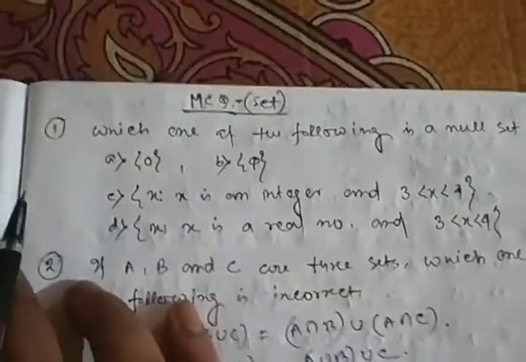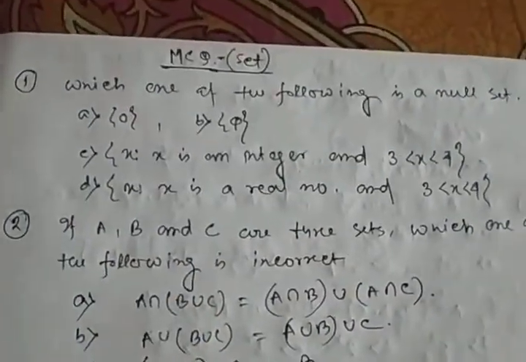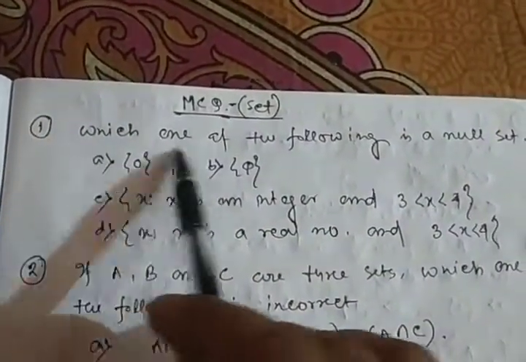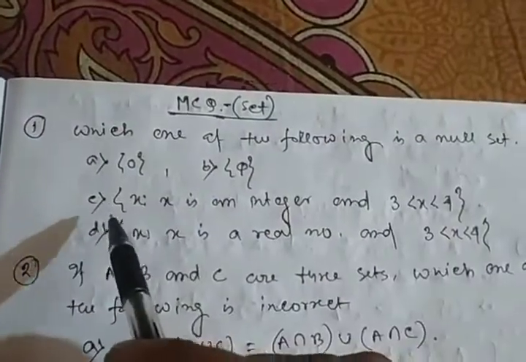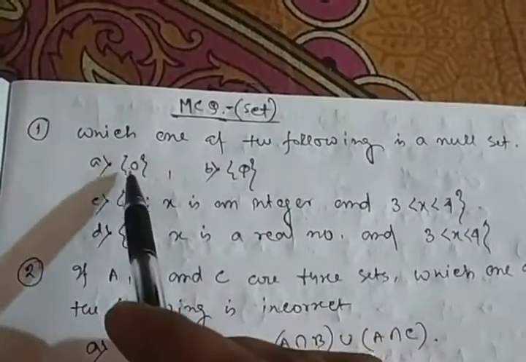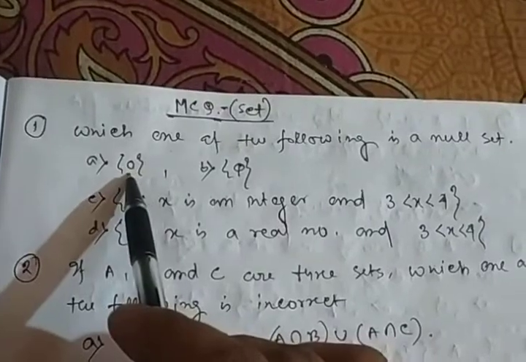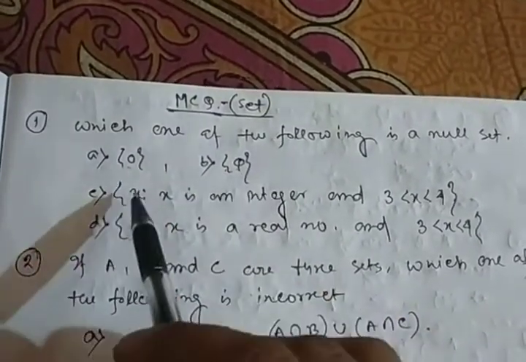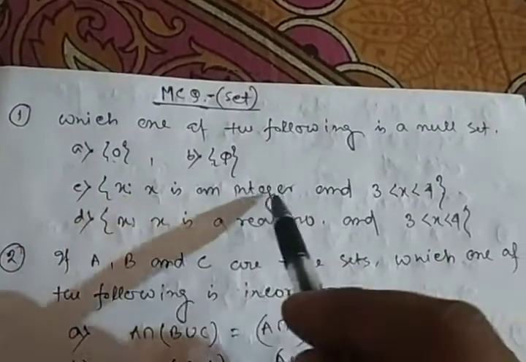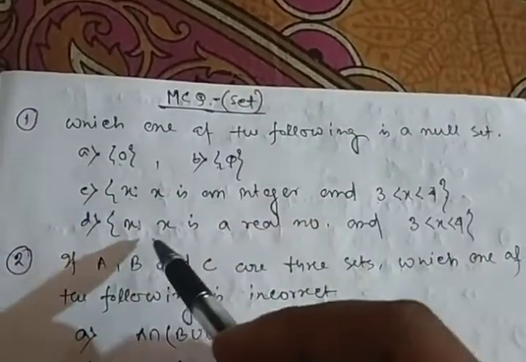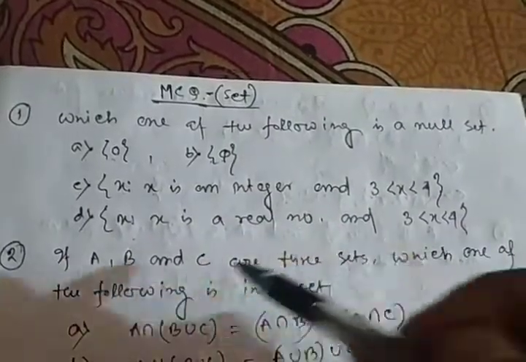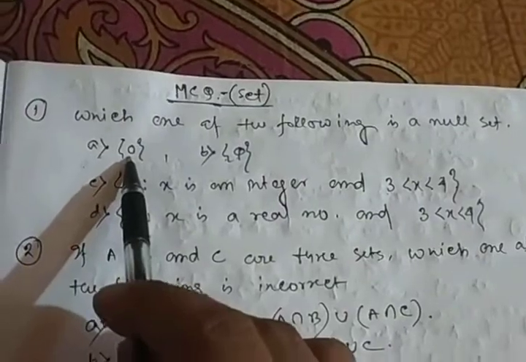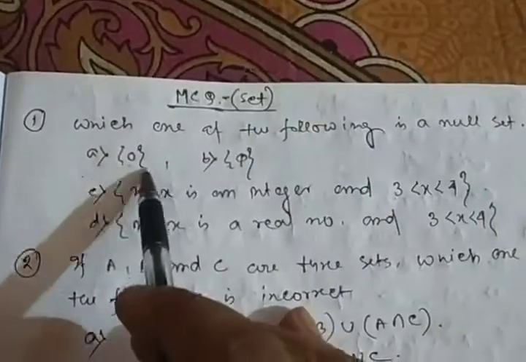Solution of the MCQ which I have given in the previous class. The first MCQ was, which one of the following is a null set? There are four options: the set which contains only one element 0, the set which contains a null set, the set of x such that x is an integer and lies between 3 and 4, and x is a real number which lies between 3 and 4. Now this first option is not a null set as the set contains one element.